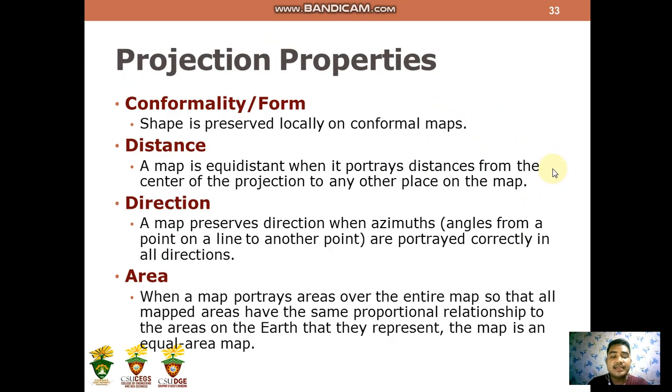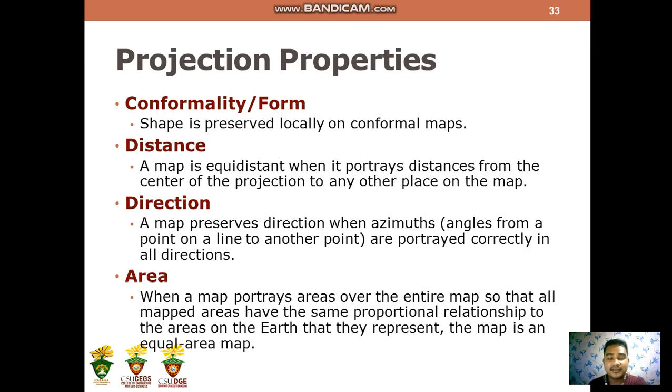And we have these projection properties. We have four projection properties. We have conformality or form. The shape is preserved locally on conformal maps. So, in this projection property, ang shape ang iyang preserve. Shape. So, as I said earlier, any projection should preserve something. For the conformality property, ang shape ang iyang i-preserve.